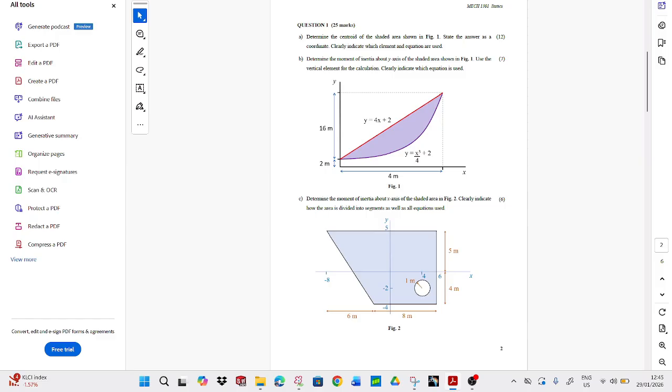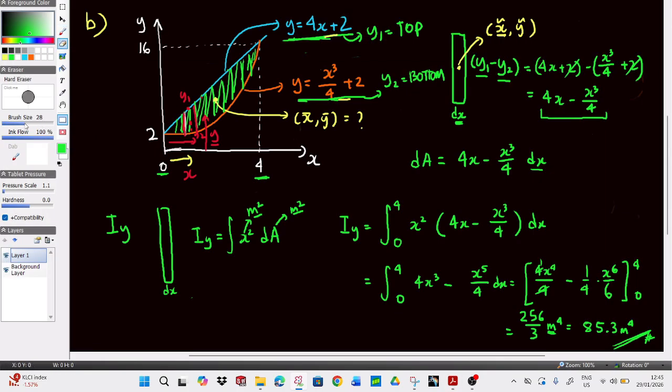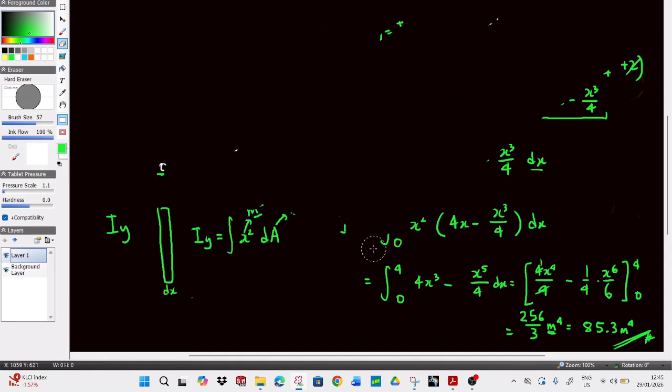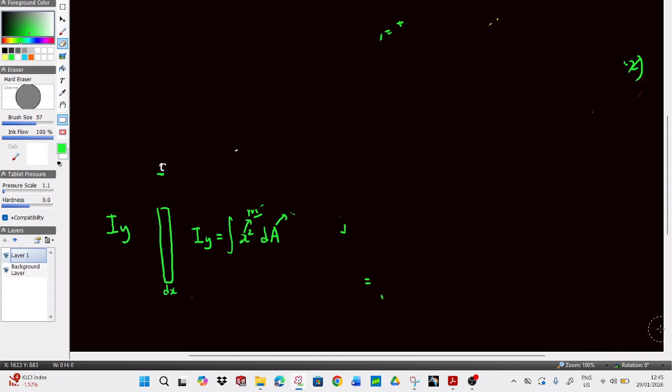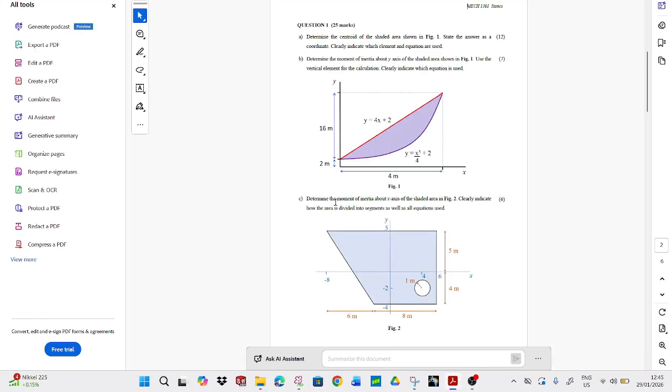For question 1, let me erase everything here, because part C is a different question. So we go to part C. Determine the moment of inertia about the x-axis of the shaded area in figure 2. Clearly indicate how the area is divided into segments and what equations are being used.